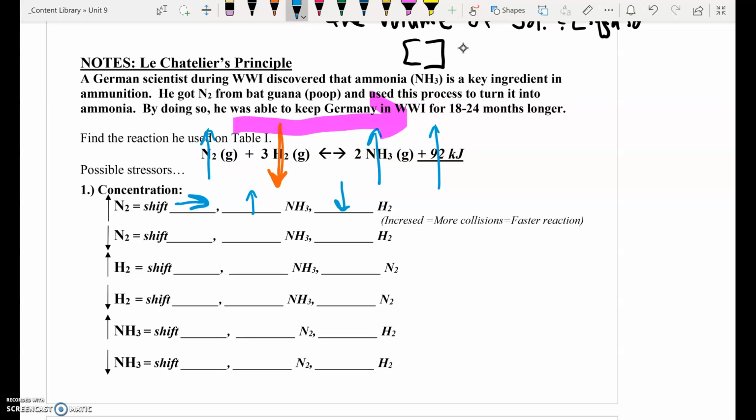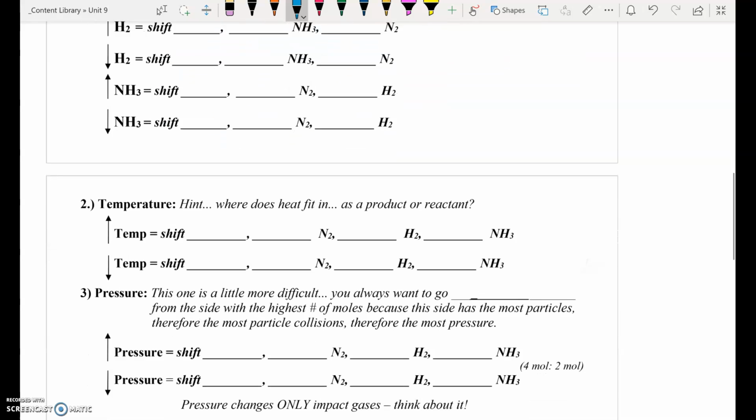So now the second one is I'm going to decrease N2. If N2 goes down, you can imagine it's probably going to be exactly the opposite, but let's just do it. If N2 goes down, everything else goes down except its partner. It goes up. So now there's one up arrow on the left side, so the shift is going to be to the left. NH3 has a down arrow. H2 has an up arrow. And that's how you do concentration.